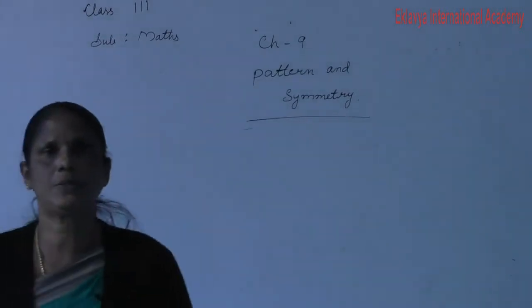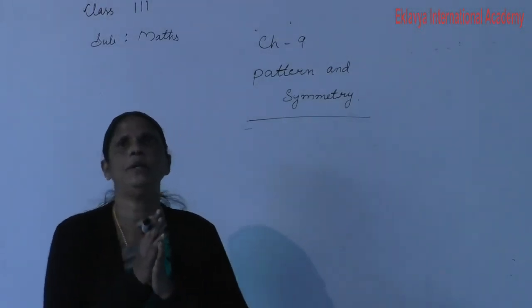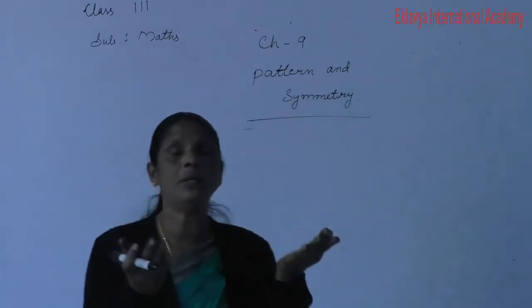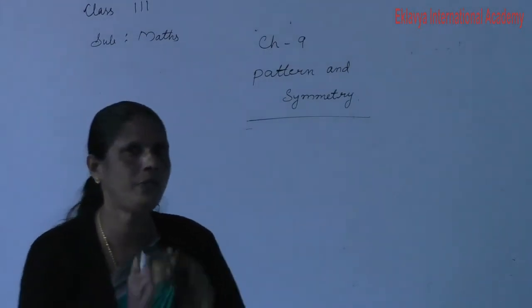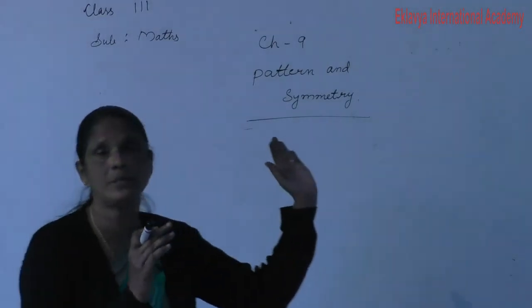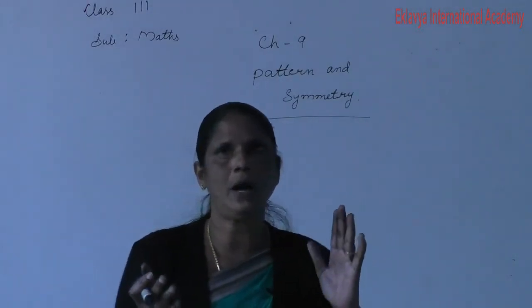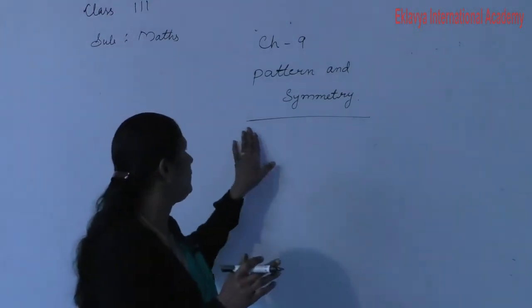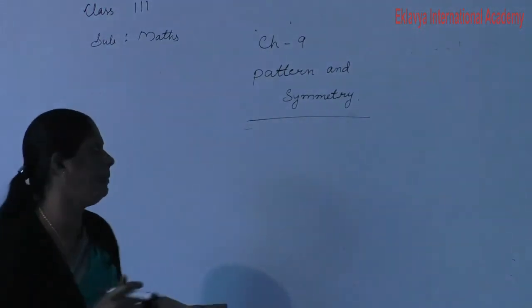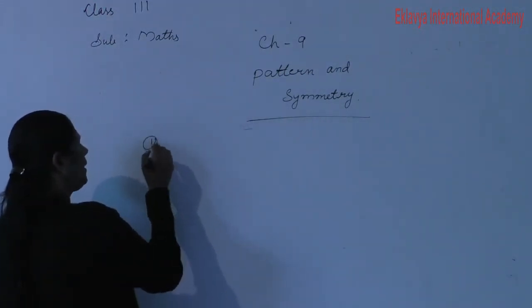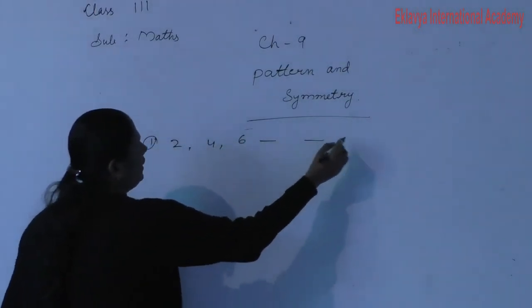Good morning students. Today we will study chapter 9, pattern and symmetry. You know the patterns in numbers, pictures and shapes. First we study pattern. Symmetry means we get a half part of anything. First we study pattern. In a pattern of numbers, here write 2, 4, 6, then you fill in this.